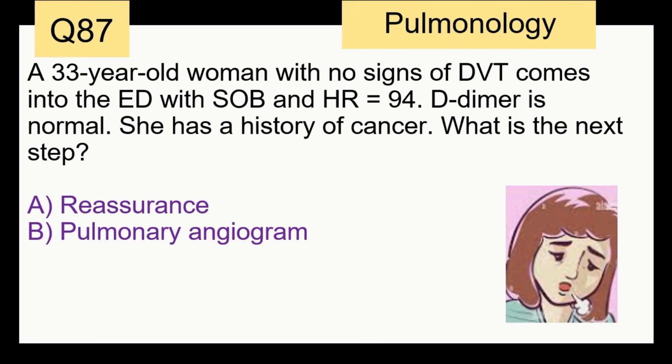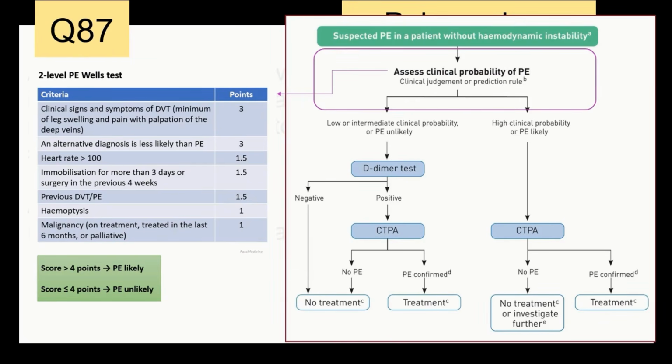87. A 33-year-old woman with no signs of DVT comes into the ED with shortness of breath and a heart rate of 94. D-dimer is normal. She has a history of cancer. What's the next step? We ought to give reassurance. There's no reason to assume that because she has shortness of breath, there's a problem here. We're not going to assume that there's a pulmonary embolism here, and this is based on the Wells criteria. There's no strong indication for workup for pulmonary embolism.